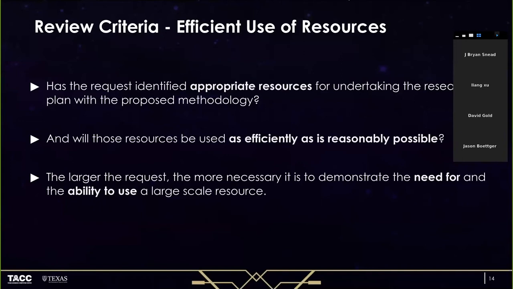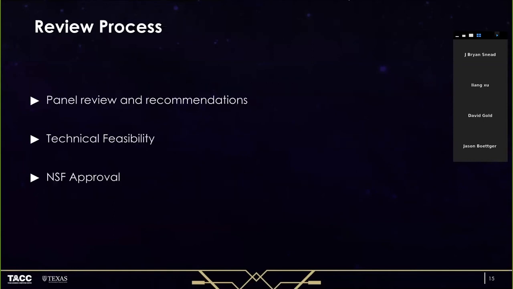The efficient use of resources is the next criteria. Again, looking at appropriate resources and being able to use the resources appropriately with the methodology that you set forth. We're looking for efficiency. We're also looking for a demonstrated need for the size of the request that you're asking, but also your ability to run code at that scale, for example. So again, these are things that you want to try to make clear for the reviewers as they're going through the process.